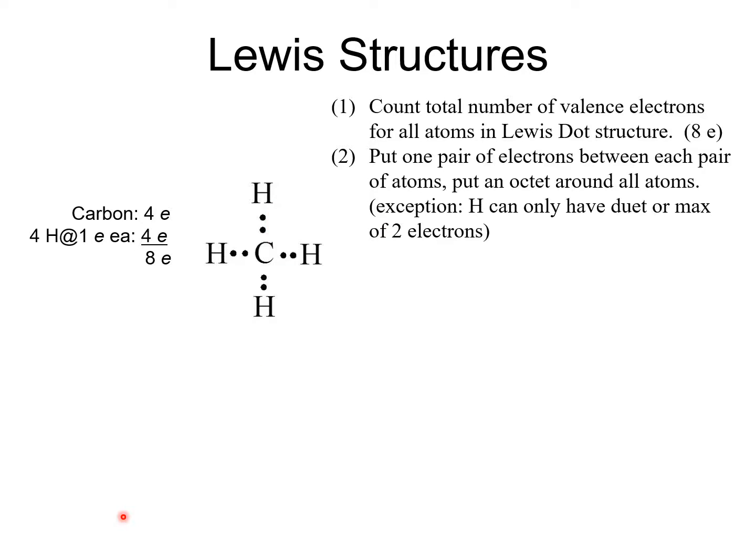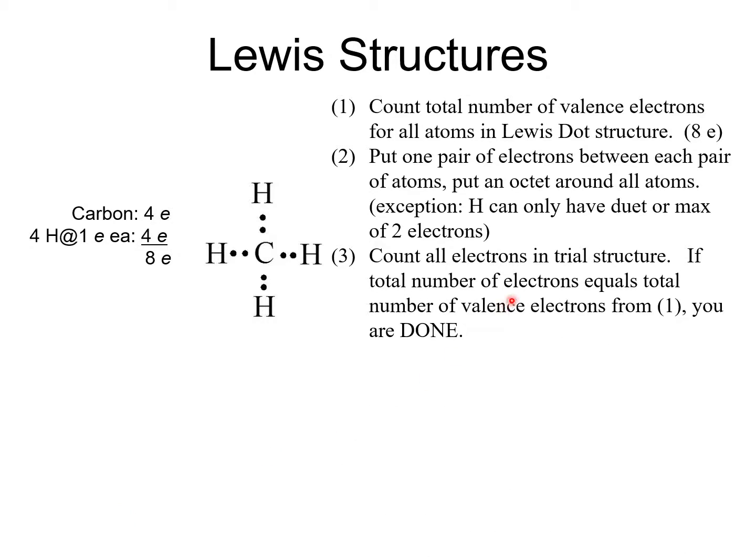So we have now satisfied the octet or duet rule for our molecule methane. What we're going to do is call this our trial structure. We're going to count all the electrons in the trial structure. If the total number of electrons equals the total number of valence electrons that you calculated in number 1, so you said 8 valence electrons total, you are done.